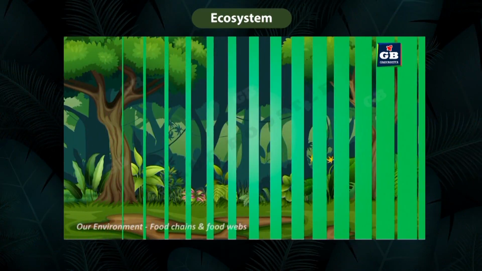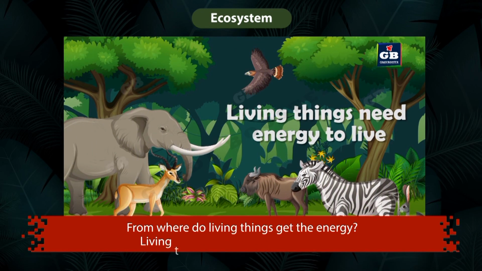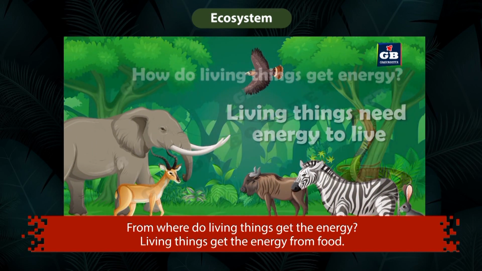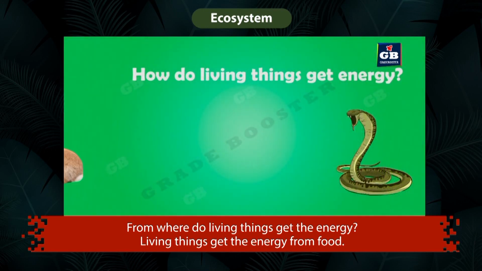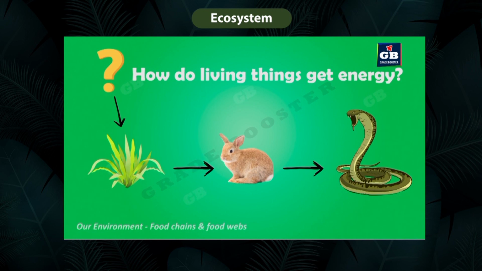And food webs. Living things need energy to live. But from where do they get the energy? Living things get the energy from food. A snake gets energy by eating a rabbit. That means the energy flows from the rabbit to the snake. From where does the rabbit get the energy? From the plants it eats. From where do the plants get the energy? They get the energy from the sun.